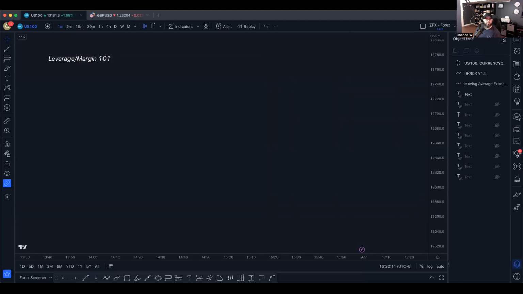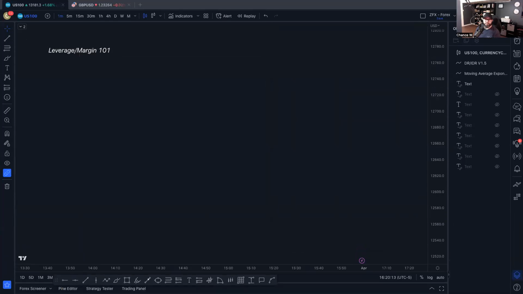Okay. So we need to understand, why do people blow their accounts using leverage, and why do people grow their accounts using leverage? So I'm gonna take you in on a little journey here. I'm gonna share my screen, and boom. Okay, here we go. Leverage margin 101. This is what we're gonna learn today.